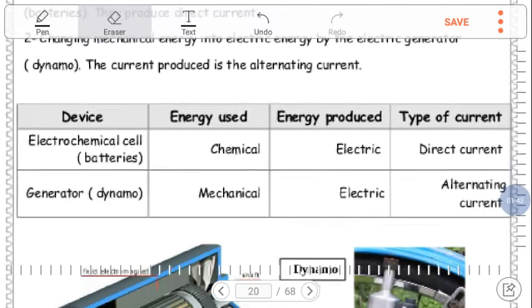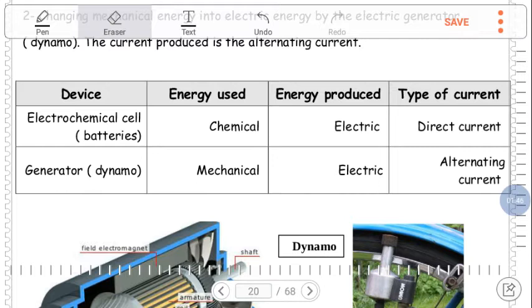So we can summarize the methods of producing the electric current as we have two devices: the electrochemical cell or the batteries that use the chemical to change it into electric to produce direct current. And we have the electric generator like the dynamo that uses mechanical and changes it into electric. It produces alternating current.